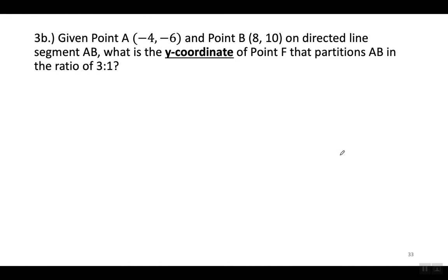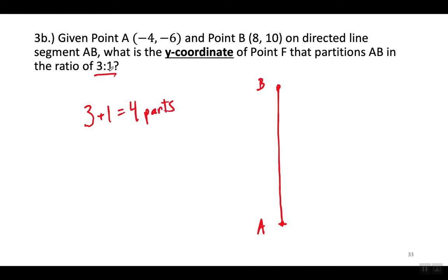All right, here's another example. Let me show you this one the same way, okay? So we need the y coordinate. Here's point A. Otro ejemplo. Here's point B. All right, so they want a ratio of 3 to 1. So that means I need 4 parts. Necesito 4 partes para poder tener un radio de 3 a 1.